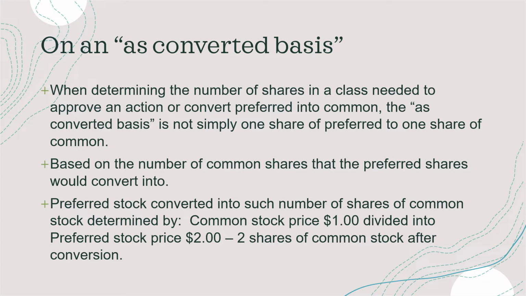So be sure you calculate the as converted number when determining the number of votes necessary to approve certain transactions that require the preferred stockholders' vote. This is often overlooked in voting matters. It makes a bigger difference when there are more than one type of preferred stock issued and outstanding.